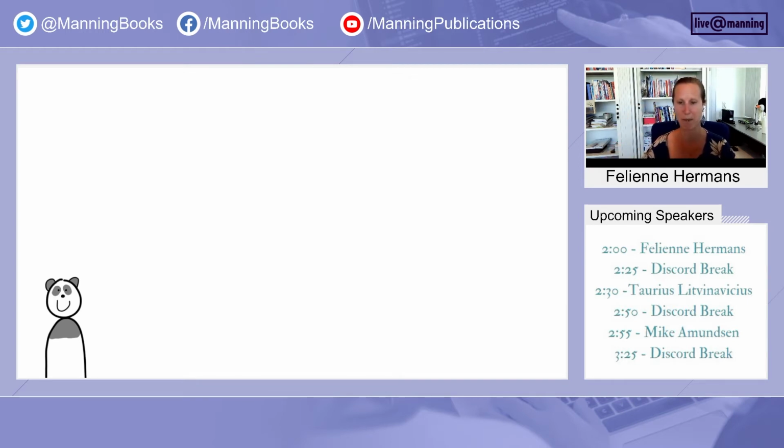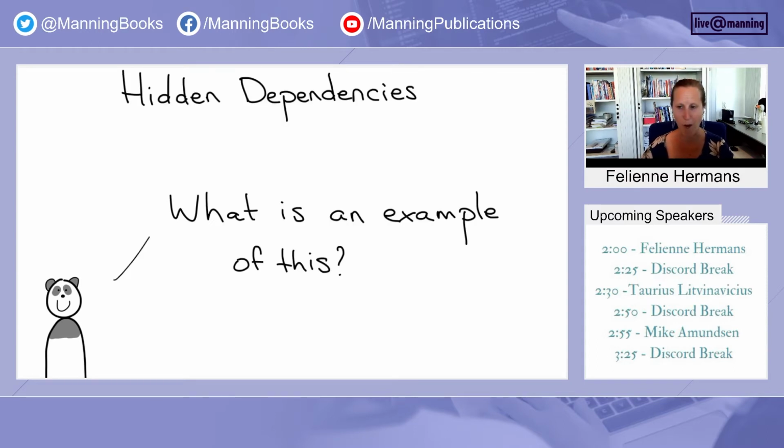So the first participation panda question is, can you think of an example of hidden dependencies? So what are aspects in a code base where dependencies might be there, but might be invisible? I'll give you a little bit of time to think about an example of a hidden dependency.